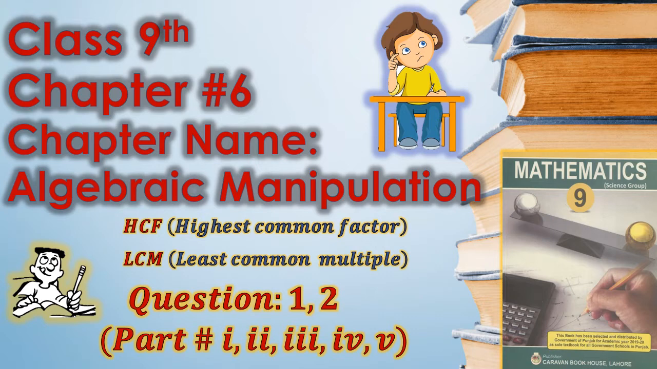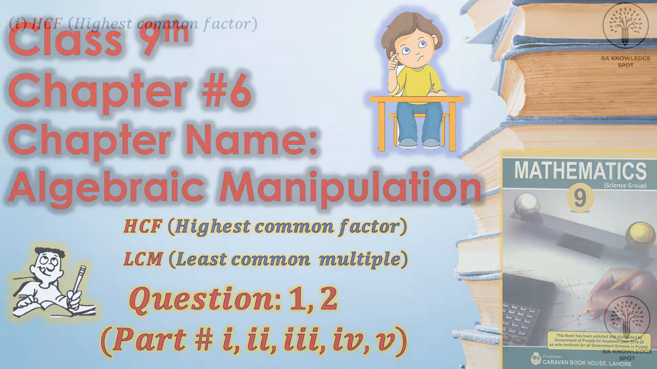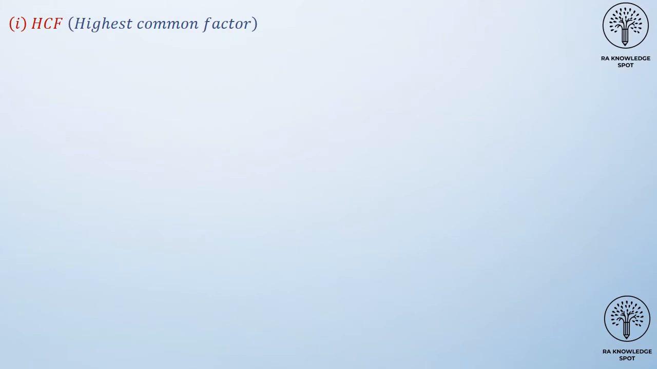Now the headings, or the outlines of the chapter, are HCF and LCM, and how many ways there are to find the HCF and LCM. Before I start the questions, I just want to tell you some very important things that we're going to study in this chapter. That is HCF, or the highest common factor. HCF stands for highest common factor. And there is another topic, that is LCM, or least common multiple.